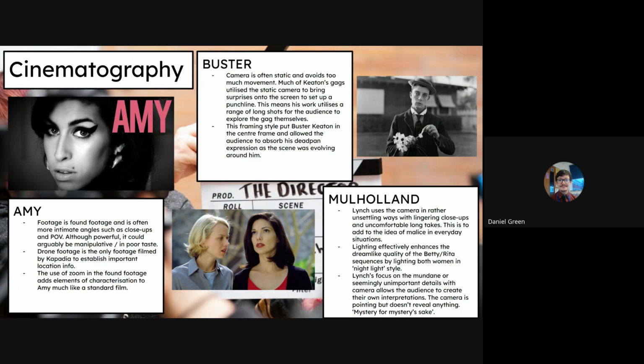Lynch's focus on the mundane or seemingly unimportant details with the camera allows the audience to create their own interpretations. The camera is pointing at something, but it isn't revealing anything about it. And it's all about that idea of mystery for mystery's sake.